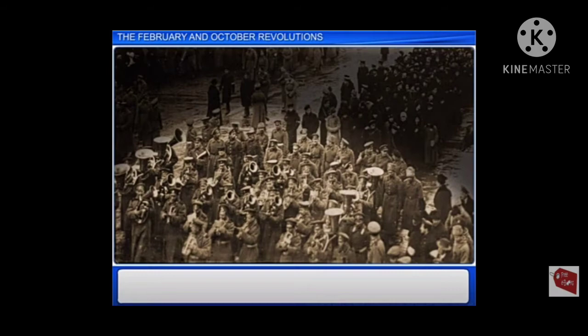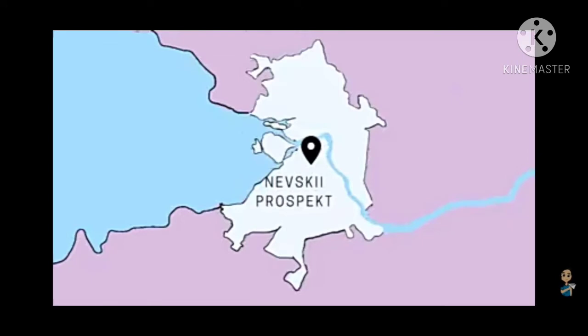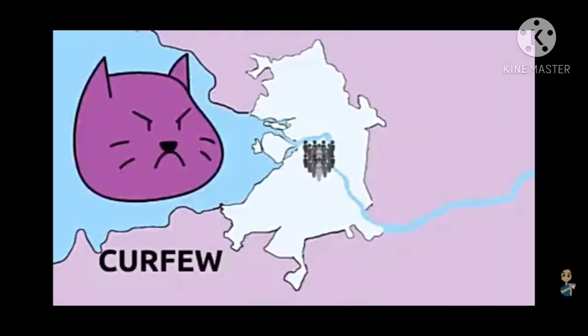They crossed the river and came to the center of the capital, called Nevsky Prospect. This is the center of the capital. Petrograd ko center of city ho, tyahaneri pugcha. Okay, this is a main street. Now, as the workers reached there, त्यहाँ पुग्ने बित्तिकै government imposed curfew.